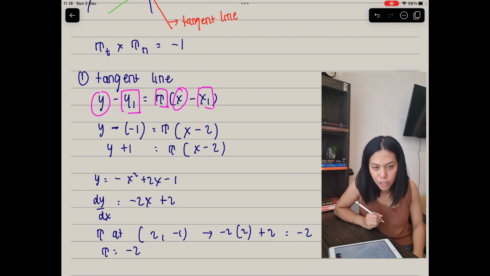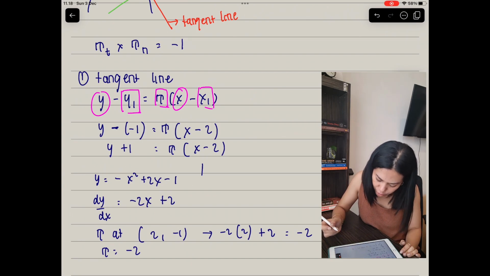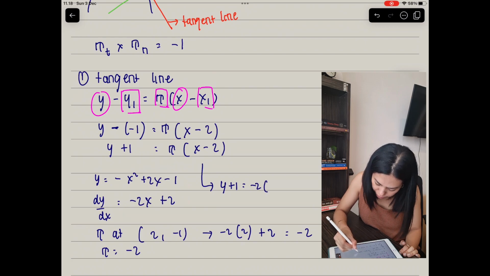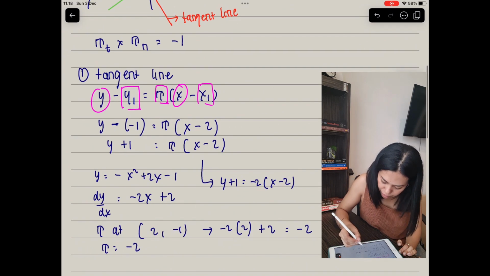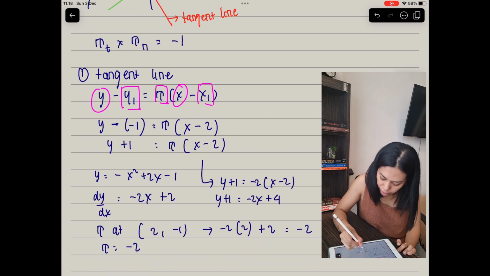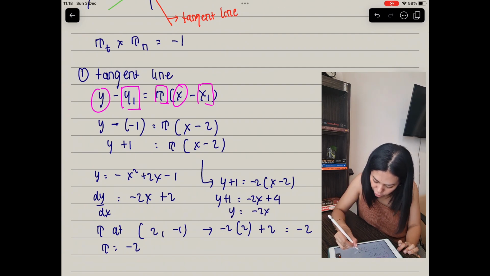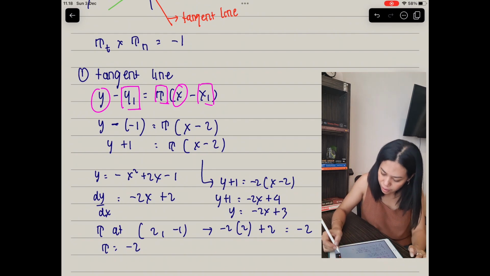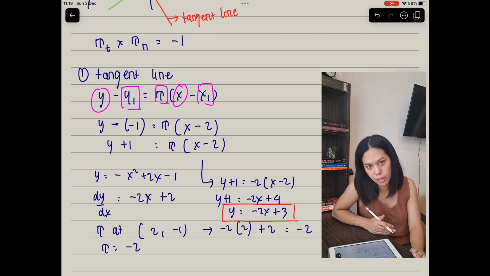We just have to input into the equation, the one without the m. So we have y plus 1 equals negative 2 times x minus 2. We simplify: y plus 1 equals negative 2x plus 4, or y equals negative 2x plus 3, because you move the 1 to the other side. This is the equation of the tangent line, and I'm going to box it.